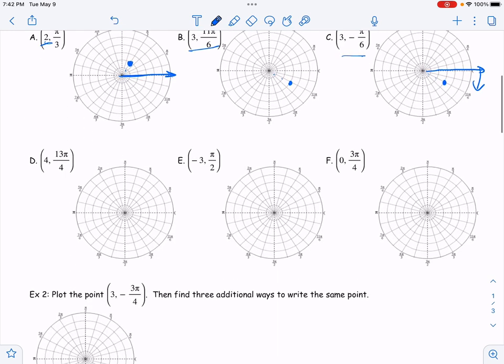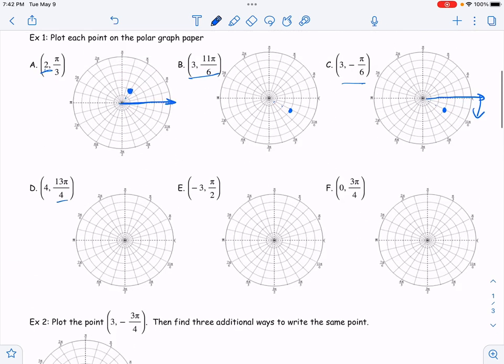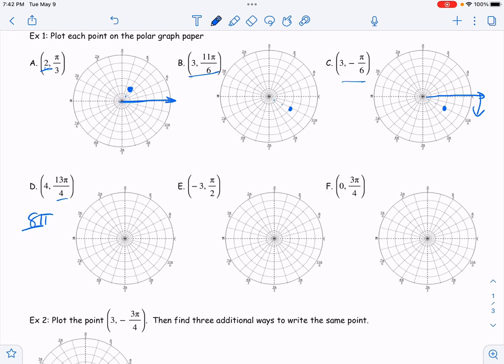Okay? All right, 13 pi over 4, that's bigger than 2 pi, right? Because 2 pi is 8 pi over 4. So if I take 13 pi over 4 and subtract 8 pi over 4, which is 2 pi, you end up with 5 pi over 4. So here's 0. If I went like this, I'd have 8 pi over 4, and I need to do 5 more, which puts me down here. And then you go 1, 2, 3, 4. Okay? And you just plot the point.